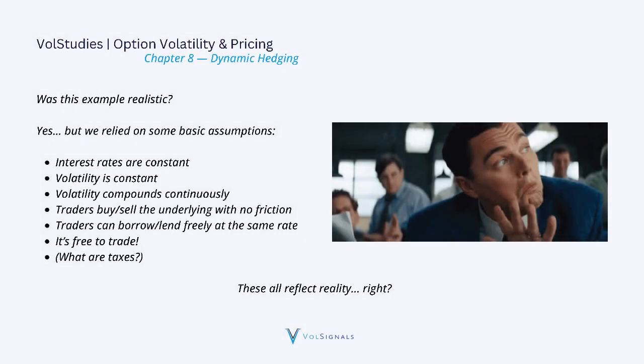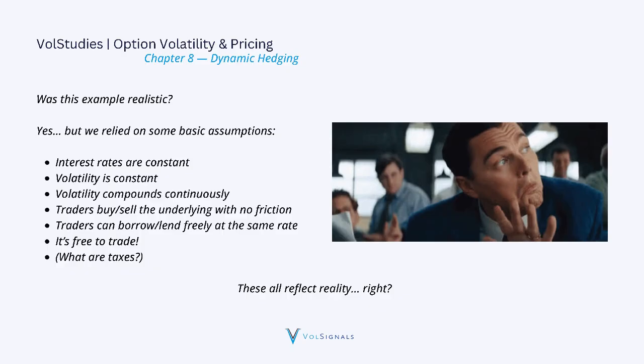Was this example realistic? Well, yes, more or less, but we relied on some basic assumptions, right? First, we assume that interest rates are constant. We assume volatility is constant. We also assume volatility compounds continuously. What do I mean by this? Just like interest, kind of, but the requirement here is that we are hedging continuously.